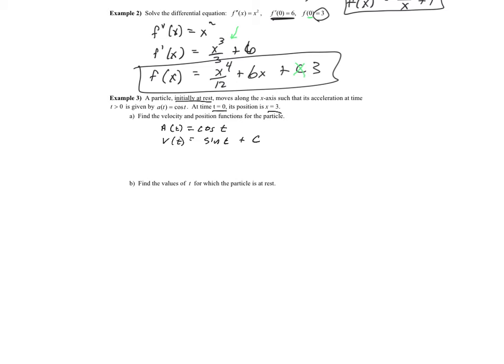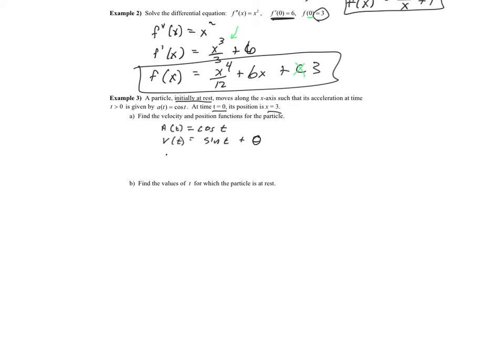Like I said, initially at rest means my velocity is 0 at time 0. So if I input a 0 here for the trig function of sine, it's going to be a 0. If I have a 0 as well, that tells me that my c value is also a 0.